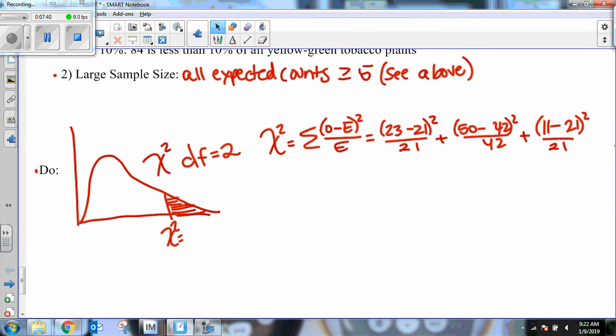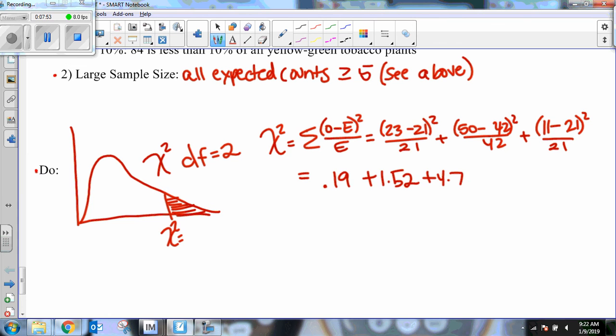Okay. Now I'm going to go ahead and skip the calculator part. You can watch the last video if you need to remember how to do this in the calculator. But those components are 0.19 plus 1.52 plus 4.76. Those are these 3 components. So that gives me a chi-squared total of 6.48 if I add those up. So that's your test statistic. So we want to know how likely is it to get a test statistic that's this large or larger.